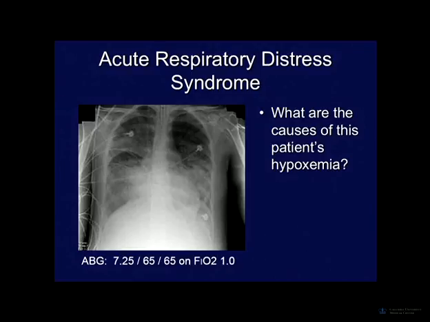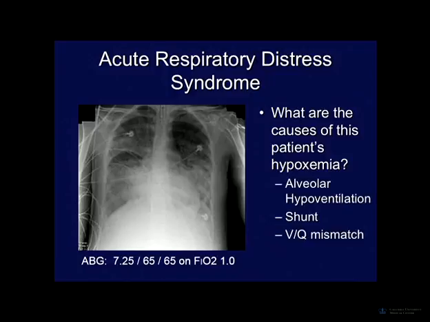So what are the causes of this patient's hypoxemia? In these types of scenarios, this goes back to that chart. You can have a lot of those occurring simultaneously. So alveolar hypoventilation, shunt, and VQ mismatch can all occur simultaneously in someone with respiratory failure.